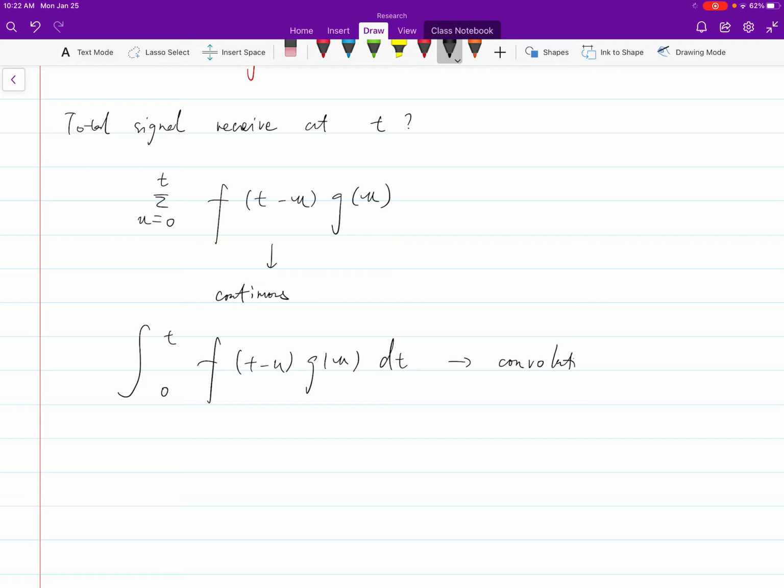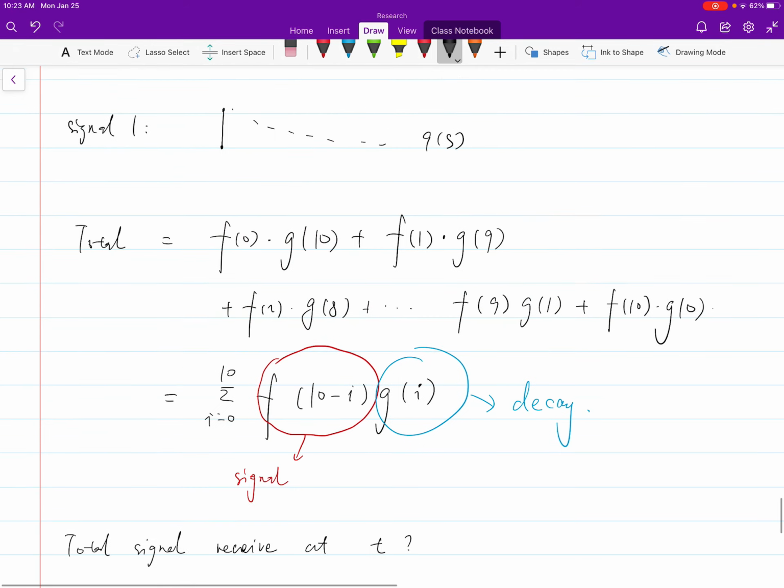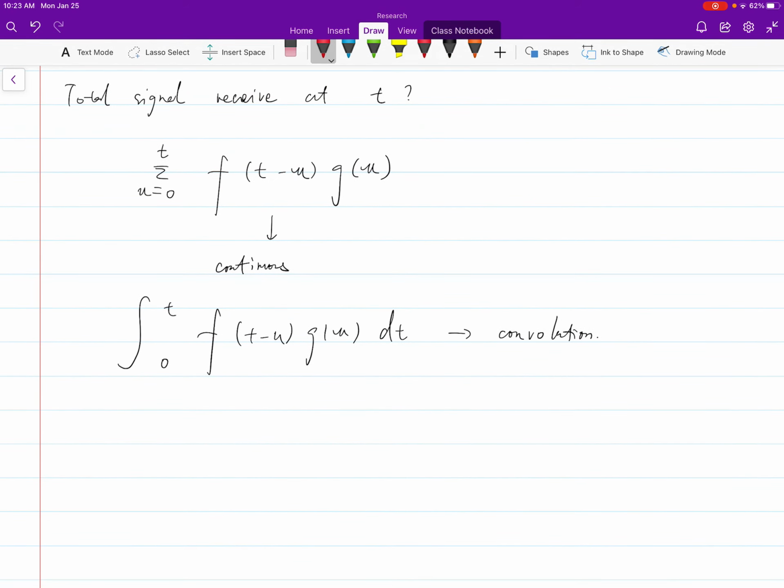That is the convolution definition. So you do have a discrete version, but really, if you think about it, you fix the time, and you receive a lot of signals before that time. Every single signal you receive decays a while. This gives you the original strength of the signal. This gives you the decay. Signal strength. This gives you the decay rate.